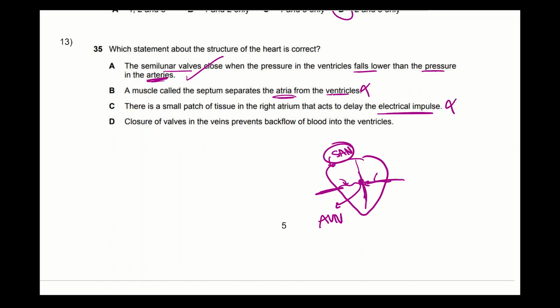Therefore, this is incorrect. D, the closure of valves in the veins prevents the backflow of blood into the ventricles. The valves in veins, if you think about it, are way far from the heart. Here we're talking about the valves of the artery. This would be correct, however, not in the veins. Therefore, the answer is going to be A.